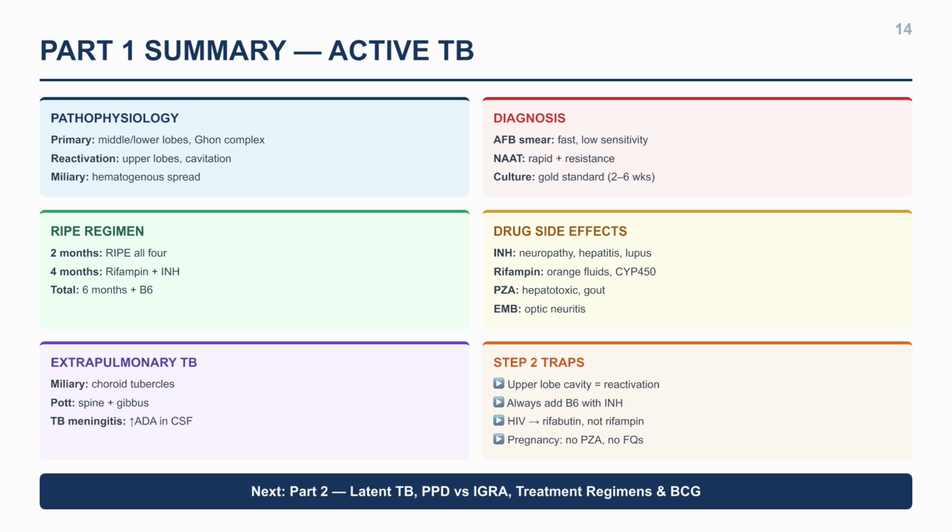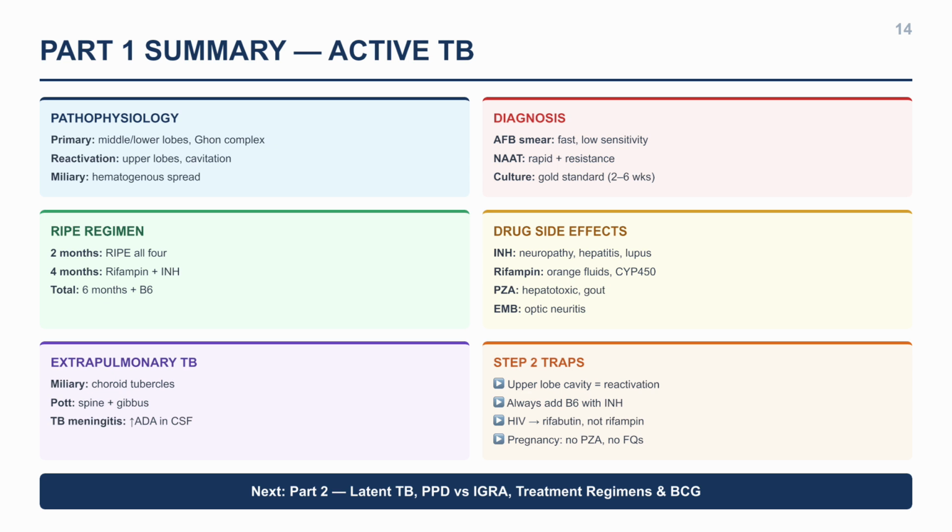For pathophysiology, primary TB affects the middle and lower lobes and forms the Ghon complex. Reactivation TB affects the upper lobes with cavitation. Miliary TB is hematogenous spread with tiny nodules. For diagnosis, AFB smear is fast but has low sensitivity. PCR is not as rapid but detects resistance. Culture is the gold standard but takes weeks.